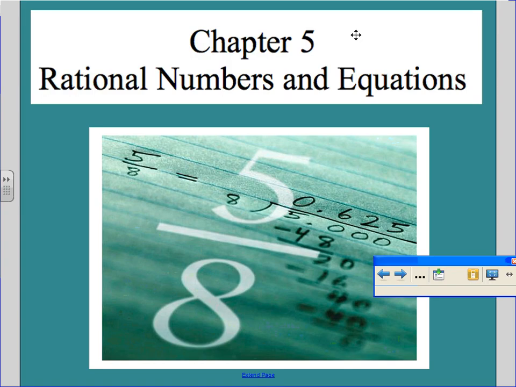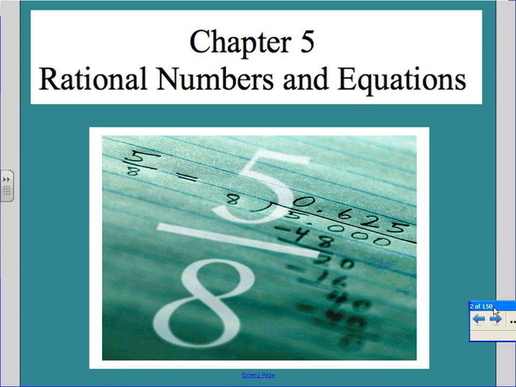Okay, our objective today, 6th grade, is to start chapter 5, okay? In my mind, chapter 5 is kind of in a weird spot of your book, so let me just tell you a little bit what it's about. We're going to talk a lot about rational numbers and equations.